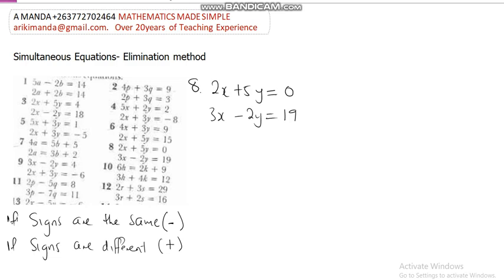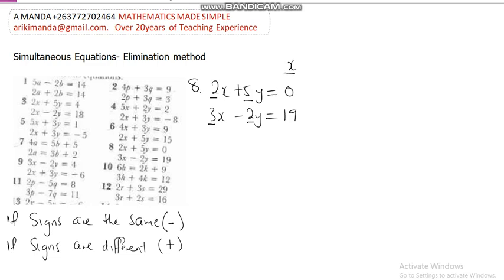Let's look at our number 8, which we're supposed to solve. For us to solve this equation, we should eliminate either x or y. We cannot eliminate y because the coefficients of y are different. They have to be the same. And we cannot also eliminate x because the coefficients of x are different. They have to be the same for us to eliminate. My choice is I will choose to eliminate x.